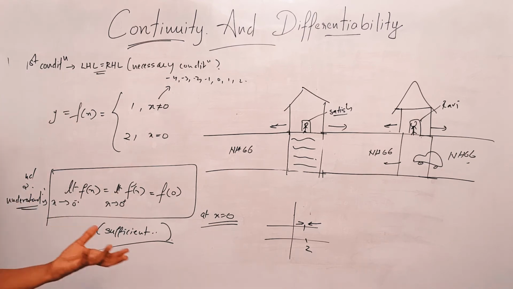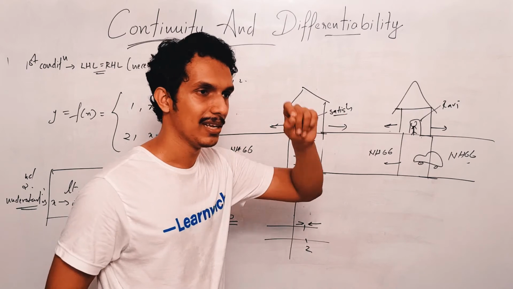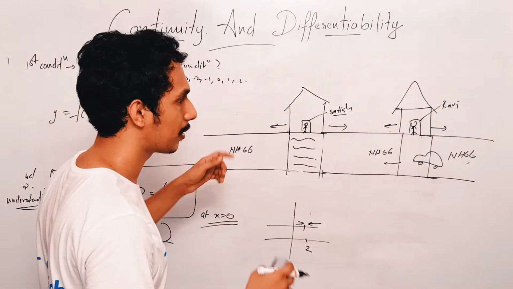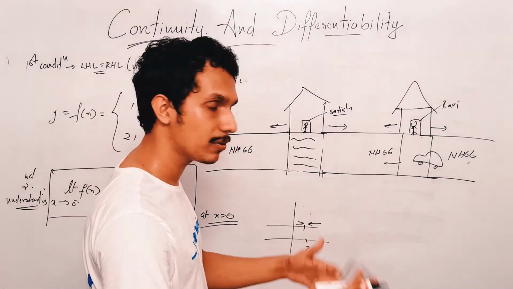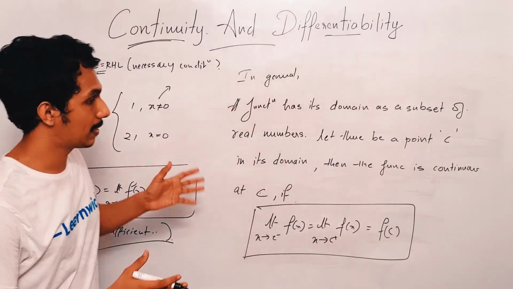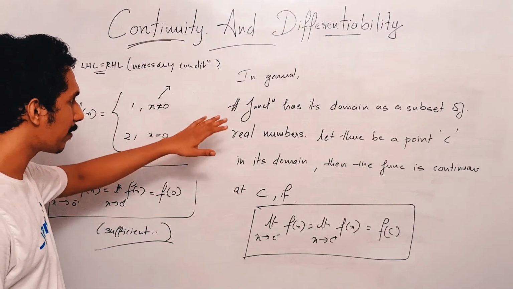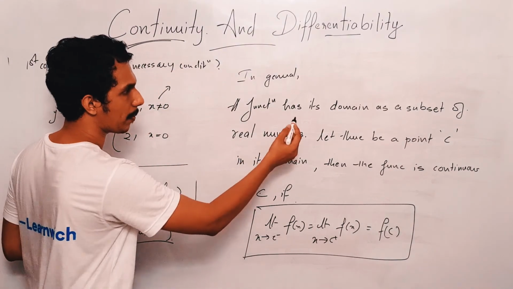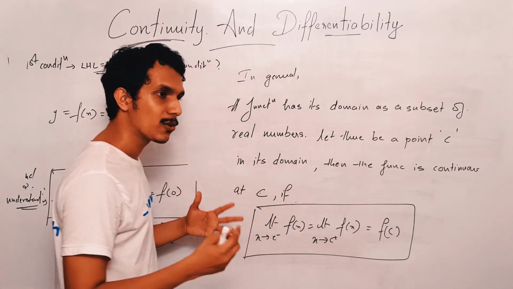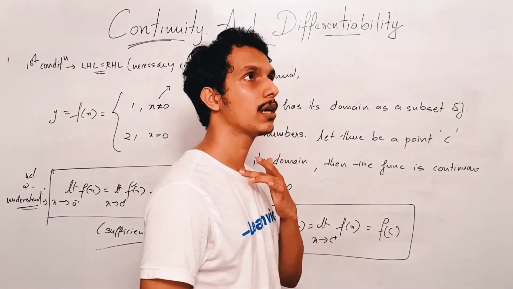We'll go to the disciplined, civilized definition, not the 'can be drawn without lifting your hand' idea. That's not the definition. Please note it down. So here is the more civilized definition for continuity of a function. In general, if a function has its domain as a subset of real numbers, students get very confused reading all this.